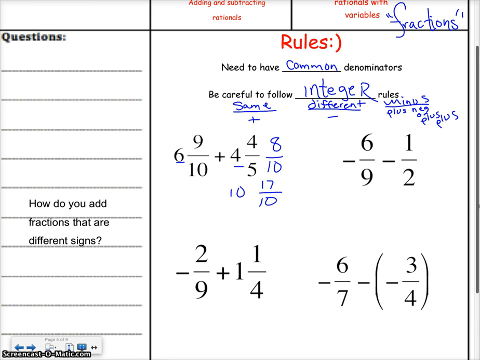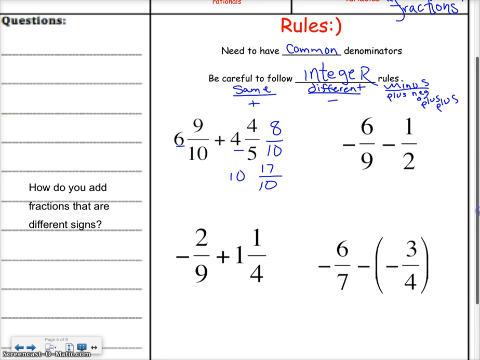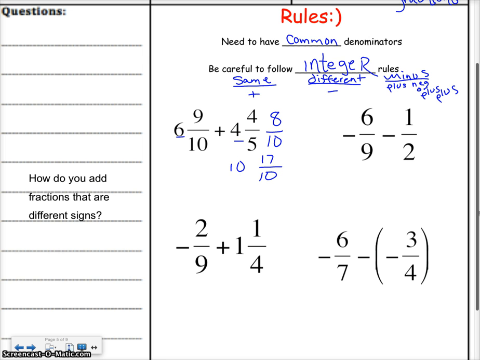Now I need to regroup. 10 goes into 17 another whole time. I already have 10 wholes, so now I have 11 of them. 7 remains, 10 as the denominator. Did it. Okay, so that's more of the 6th grade level of adding fractions. Now we're going to move to the 7th grade level when we're dealing with integers as well.